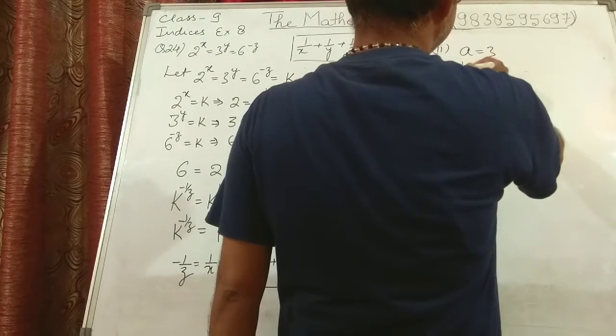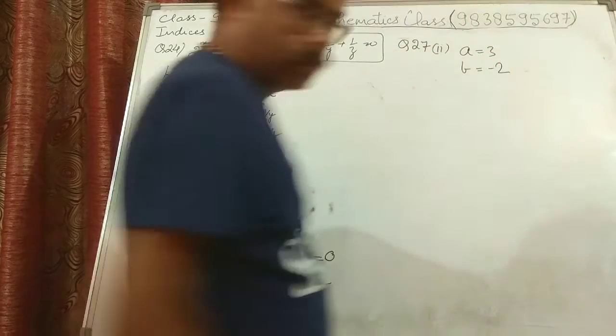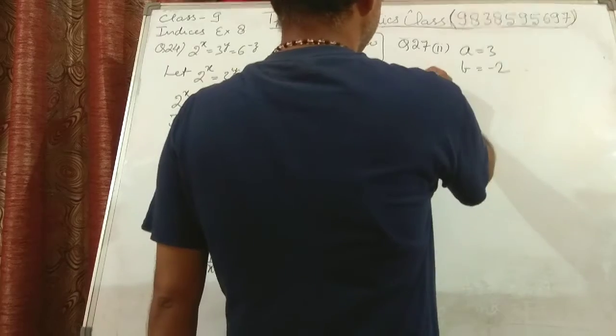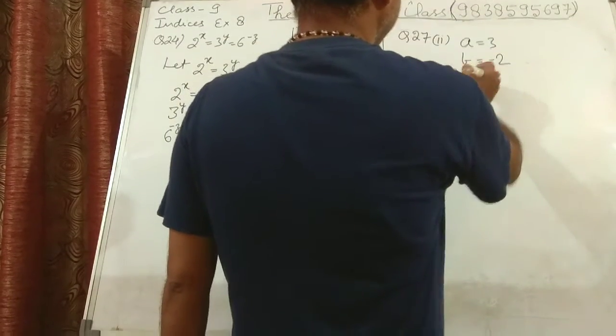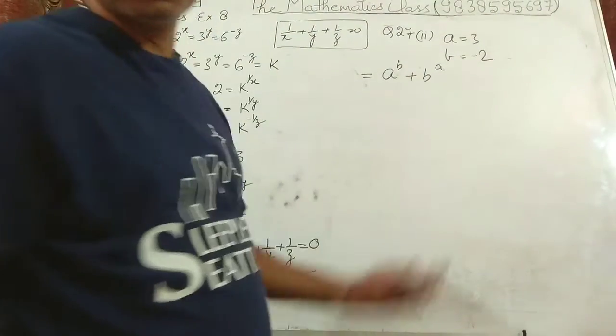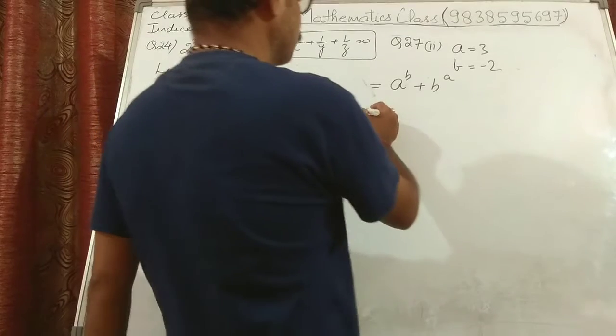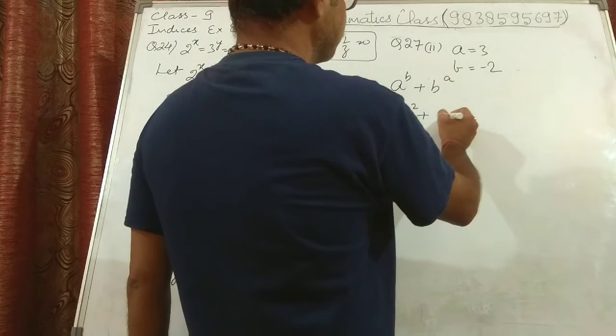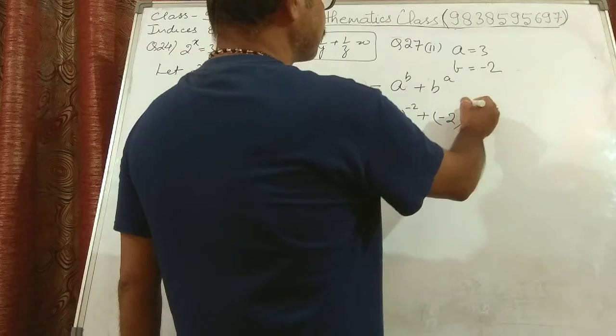A is equal to 3, b is equal to minus 2. Find the value of a to the power b plus b to the power a. Simply substitute the values of a and b and solve it out. A is 3, b is minus 2.